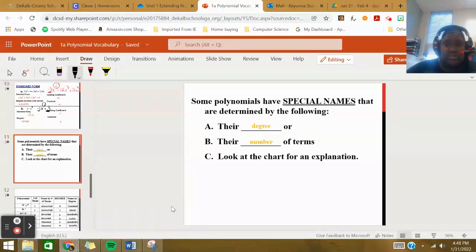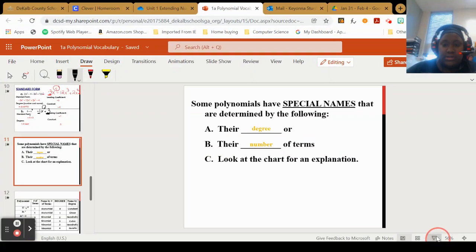This part is not in your notes, guys. It's just a special piece of information. Please know that when we name polynomials, they have special names. And one of the ways we name it is by the degree, and the other one is by the number of terms. And you'll see what I mean when we get to this chart.